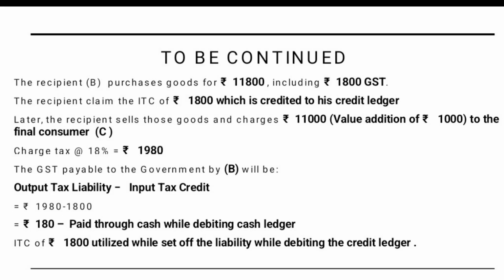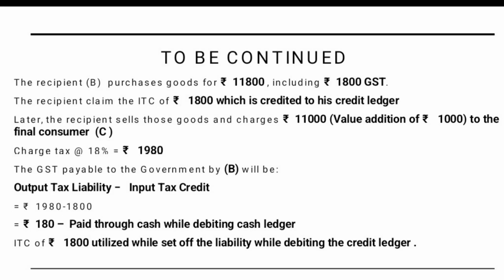And this 1800 rupees is credited to the credit ledger of B because he paid 1800. What is credited to the credit ledger has already been discharged by the supplier to the government. B adds value of 1000 and finally sells it to the final consumer at 11,000, and the tax charged is 1980. That 1980 is paid by whom? The final consumer. So your definition comes here: GST is a consumption based tax. Finally the tax is paid by the consumer. 1980 is paid by the consumer.